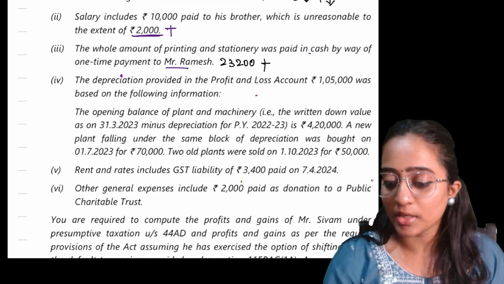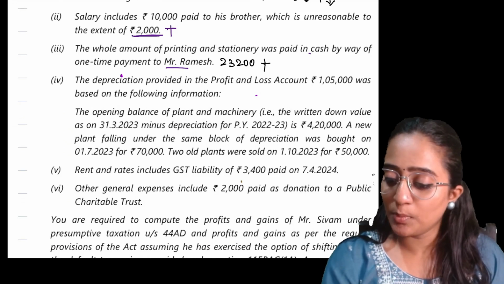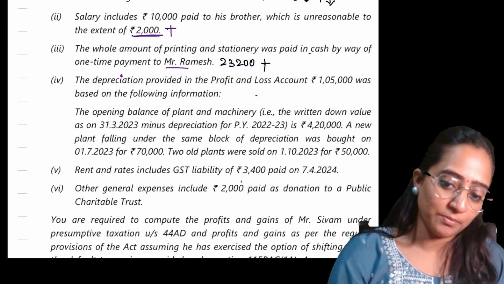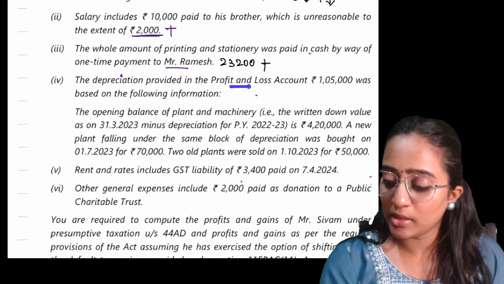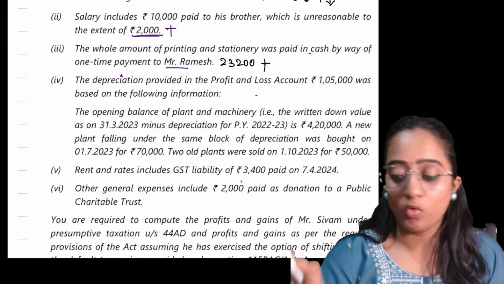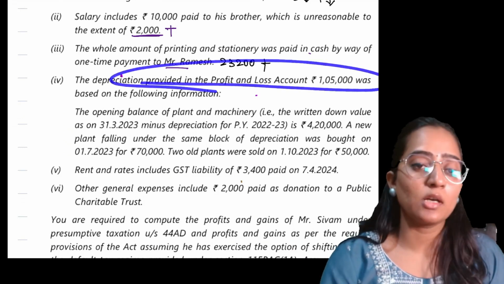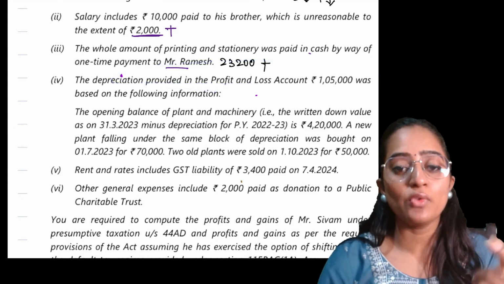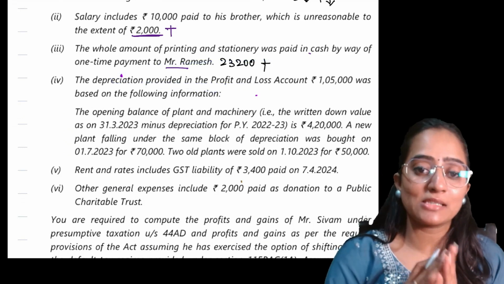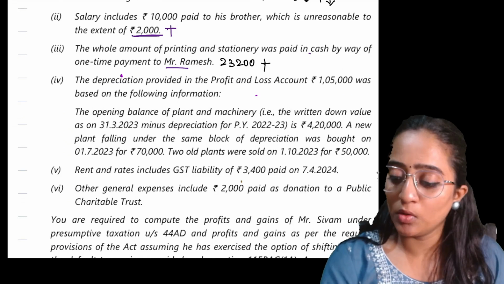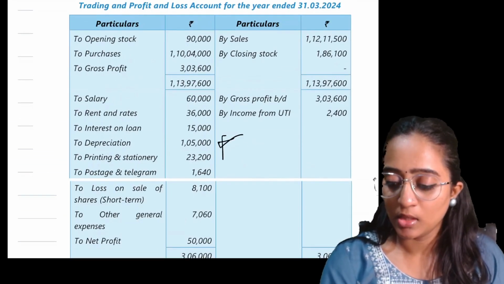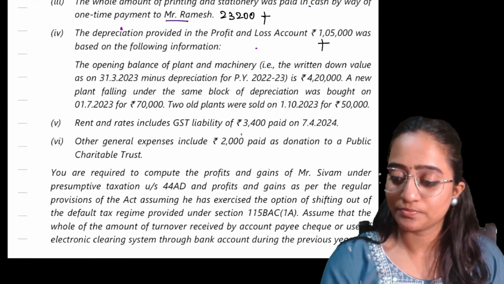Clear? Right. The depreciation provided in the profit and loss account is 1,05,000 and was based on the following information. Whatever depreciation they have provided in the P&L account, we are going to disallow that depreciation and allow the depreciation as per the Income Tax Act 1961. So what are we going to do, my dear people? We are going to add back this 1,05,000 rupees.